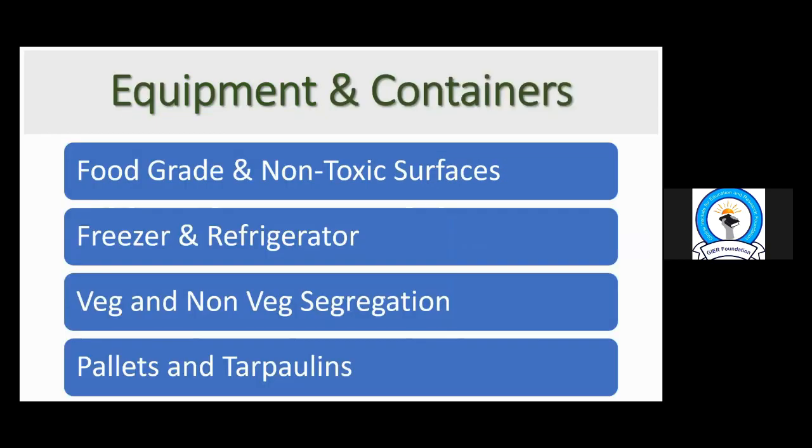Now talking about equipment and containers, whatever equipment or machines you are having, for example, a weighing scale. All food contact surfaces should be made of food grade, non-toxic material. If you have a freezer and refrigerator, you need to maintain proper temperature and it should be clean and disinfected. Then you need to have veg and non-veg segregation. All material has to be kept on pallets and terraplates.